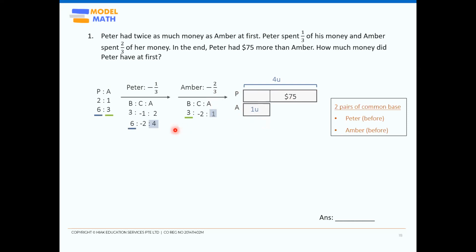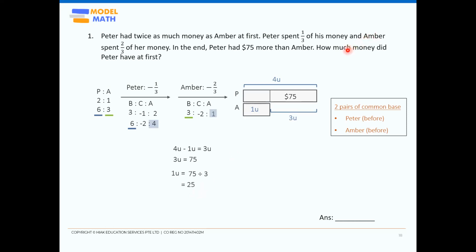Okay, so I'm actually extracting the units from the after sections from each of their respective ratios and putting them down onto the model. So once this is done, you realize that, oh, I can easily find how many units $75 is. Because $75 will be 3 units, 4U minus 1U. All right, so this portion, 3 units. So 3 units is $75. Hence, always look out for 1 unit after that. Okay, so 1 unit is $25.